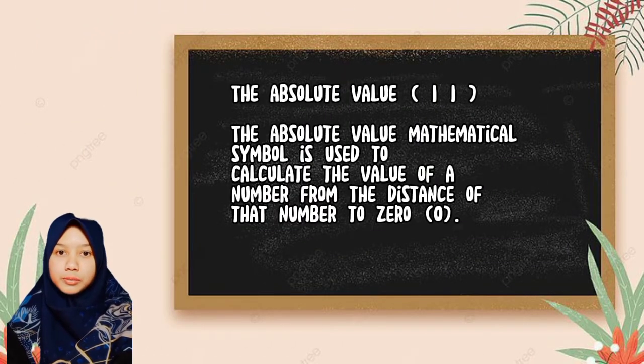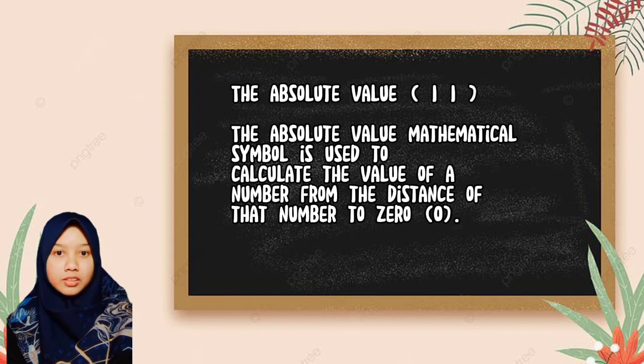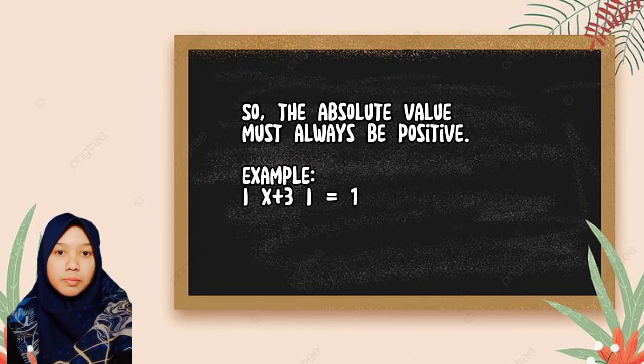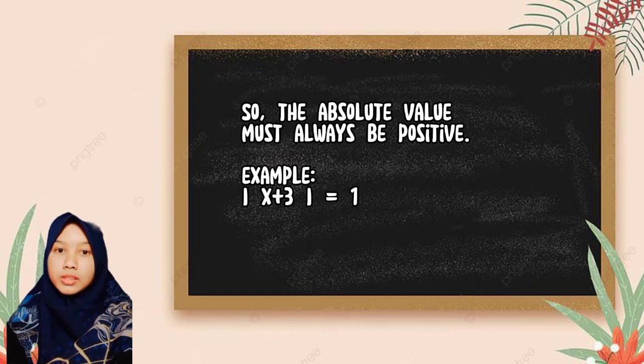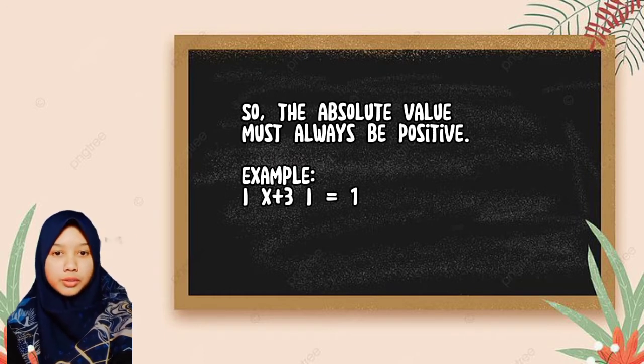Absolute value. The absolute value mathematical symbol is used to calculate the value of a number from the distance of that number to 0. So, the absolute value must always be positive. An example of using the absolute value symbol is as follows: absolute value of x plus 3 equals 1.